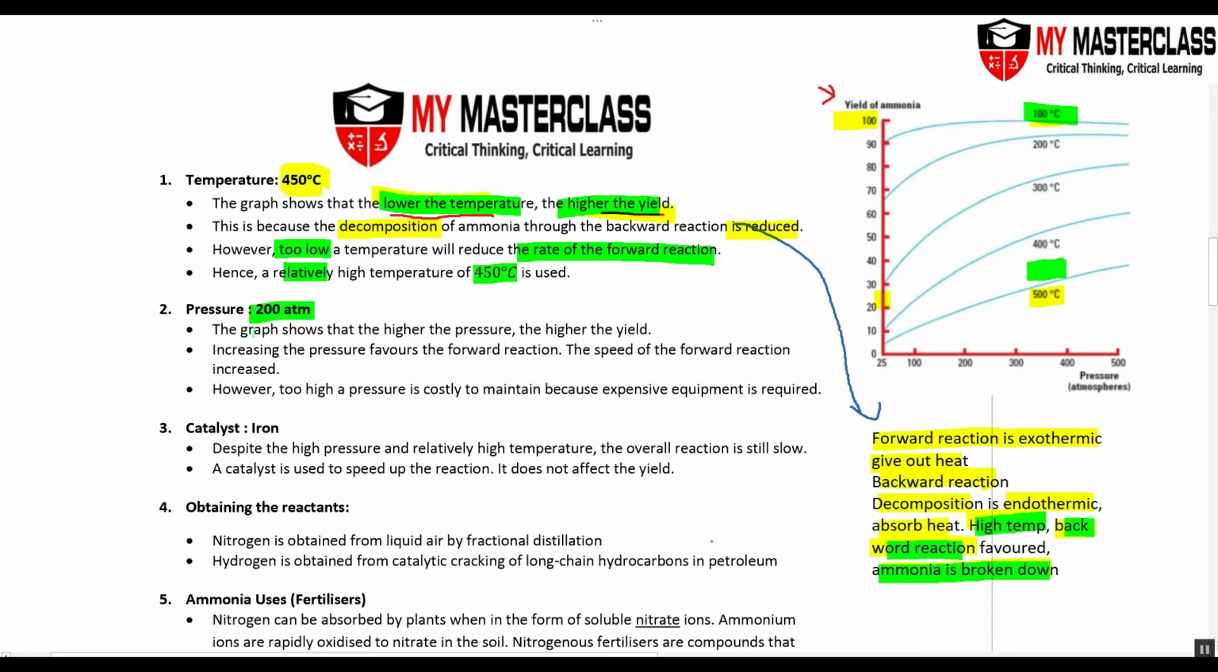Okay, so from this graph, the graph shows that higher the pressure, the higher the yield. So let's look at the pressure now, right? So at 500 degrees, for example, 500 atm, I will produce about 35%. 300 atm, I will produce about 25%. So it corresponds with the higher the pressure, the higher the yield. Okay, and again, why is this so? Increasing pressure favors the forward reaction.